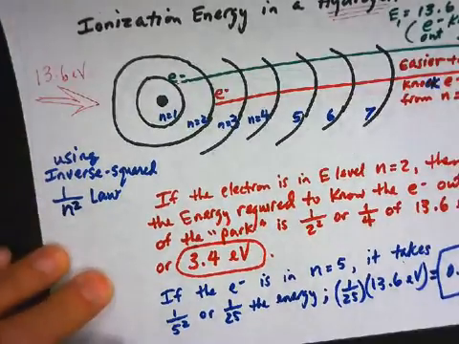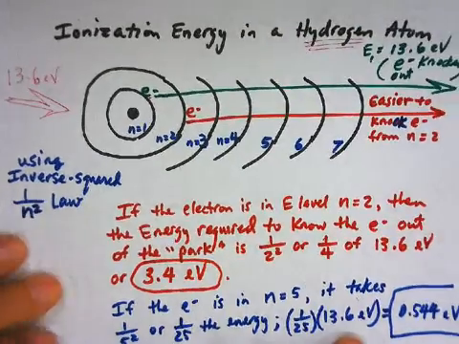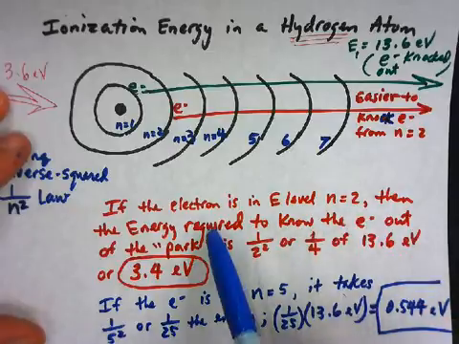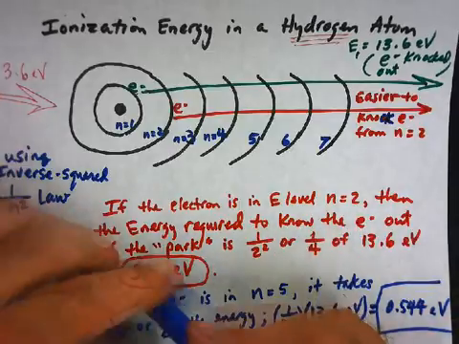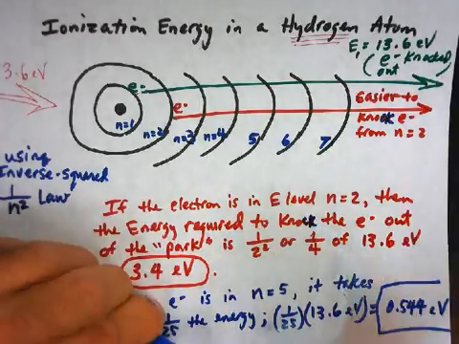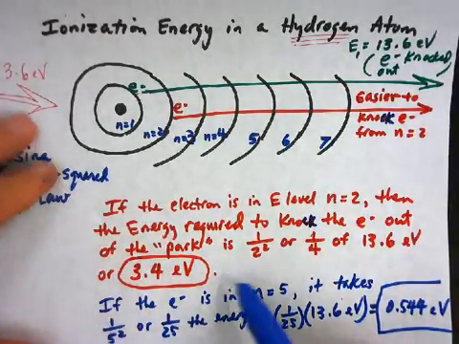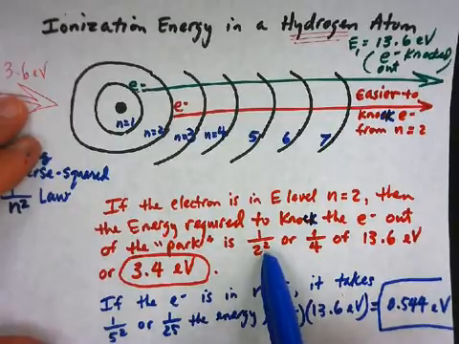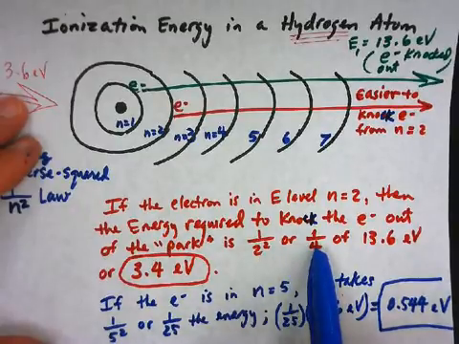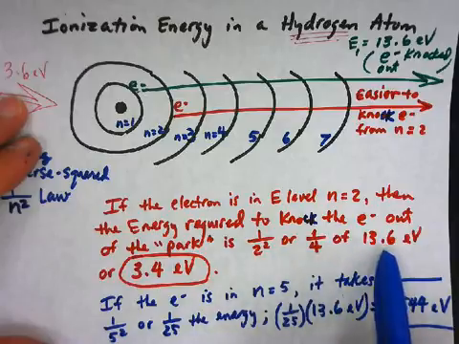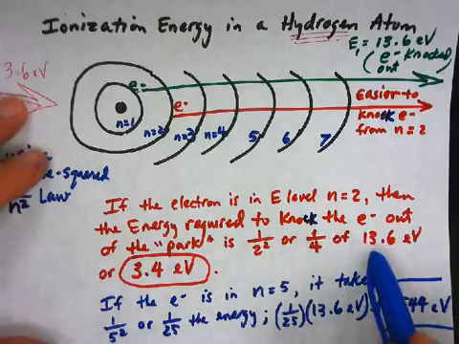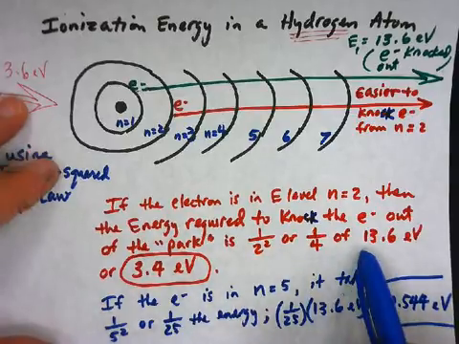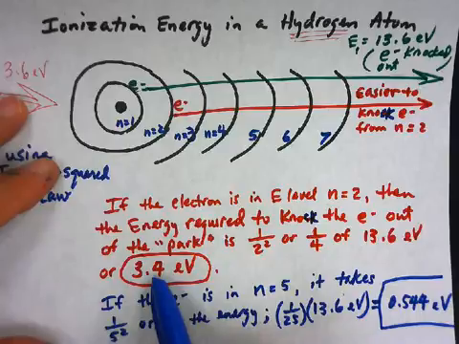Okay, now let's use that inverse square law. If the electron is in energy level n equals 2, then the energy required to knock the electron out of the park, if you want to call it that, is 1 over n squared, or 1 over 2 squared, which is 1/4. And what's 1/4 of 13.6? If we take 1/4 times 13.6, or in other words 13.6 divided by 4, we get 3.4 electron volts.